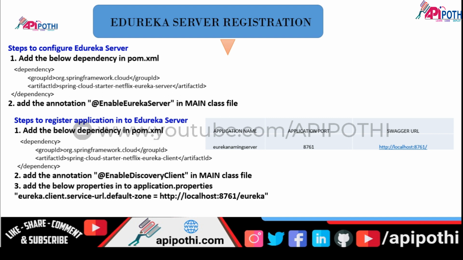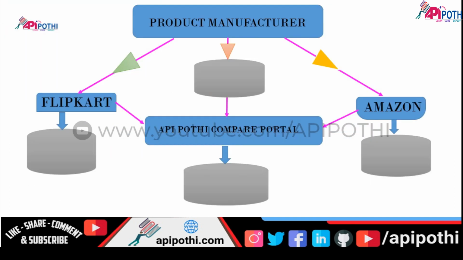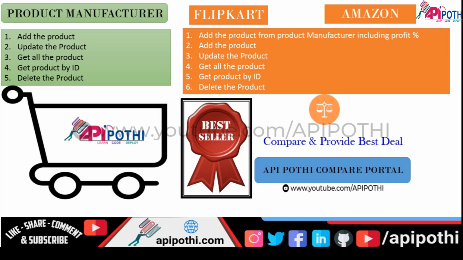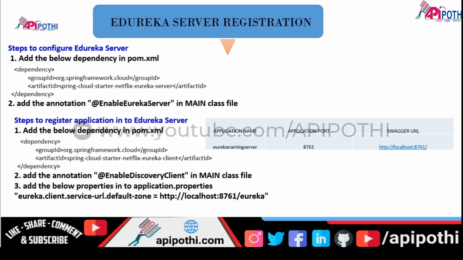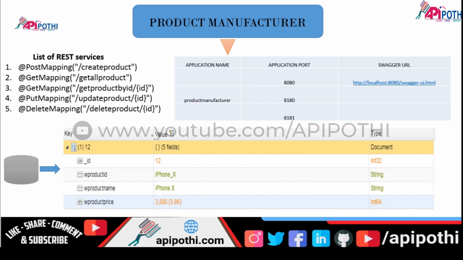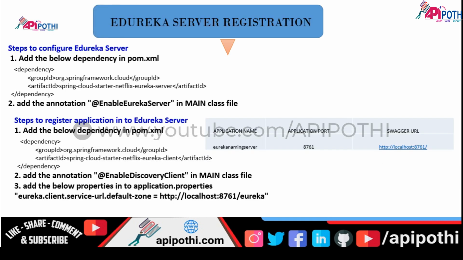So till now we have created our product manufacturer services with various CRUD operations, and we have tested all of them through the Swagger URL, which is working fine. Now we are going to create the Eureka server, and inside the Eureka server we are going to register the product manufacturer, since as of now only the product manufacturer is ready. So we will register the product manufacturer inside Eureka.